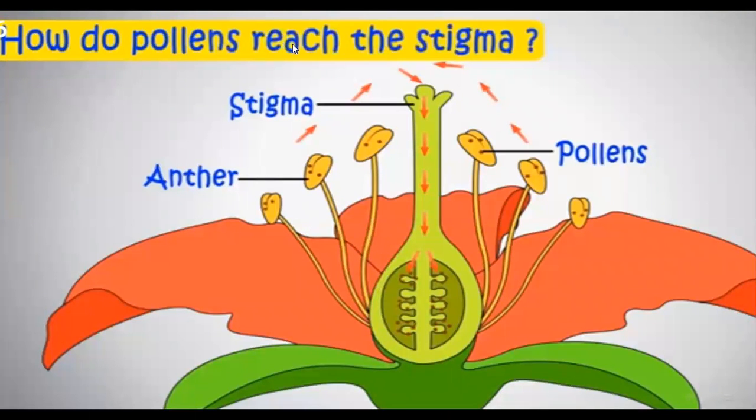How do pollens reach the stigma? See, the pollen reaches the stigma and it moves downward with the help of the style. Style is a long hollow tube. So pollen reaches the stigma and moves downward with the help of the long hollow tube called style.